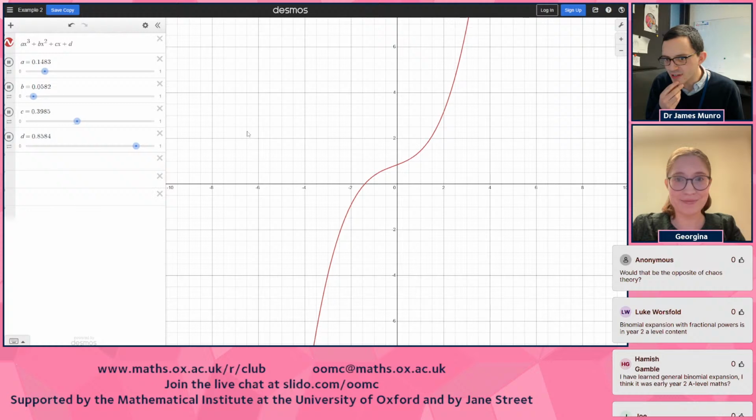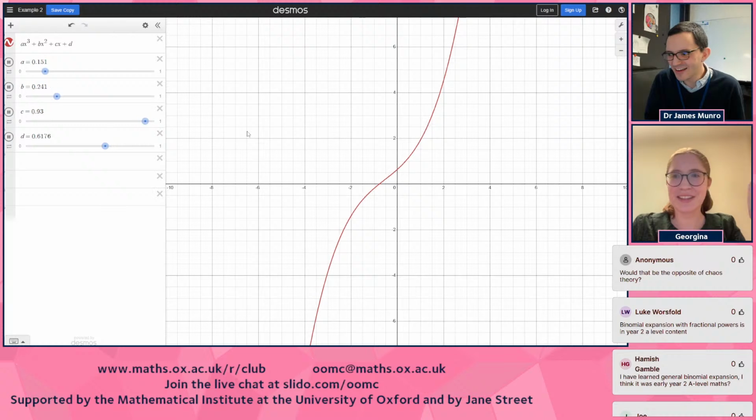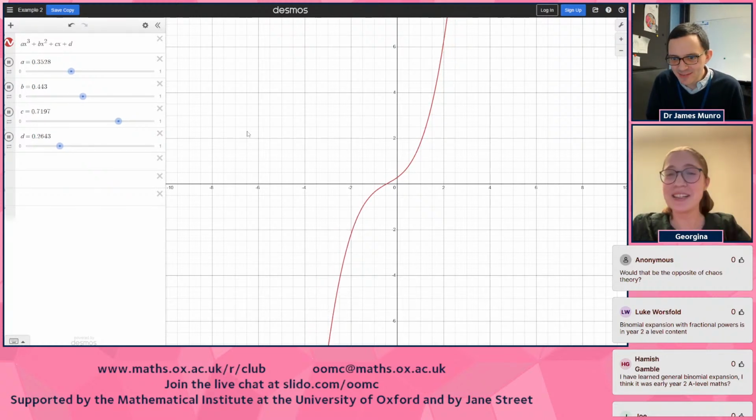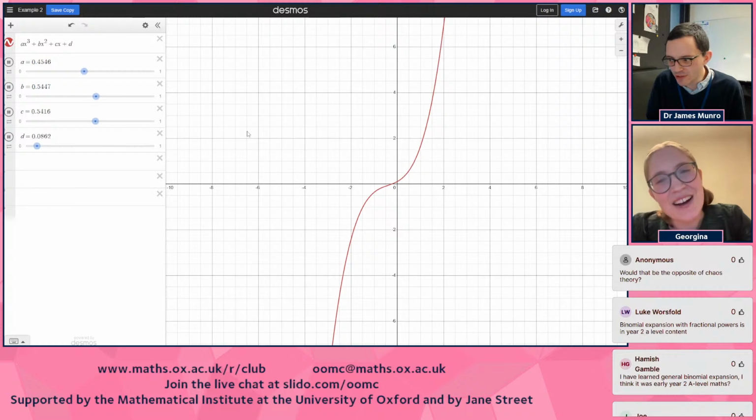All 4 sliders going. My computer's trying its hardest. Oh, so there's something really weird there just for a second. Yeah, so that was the funky thing. Which one was it? Let's watch it again. So there's one of the parameters going small.